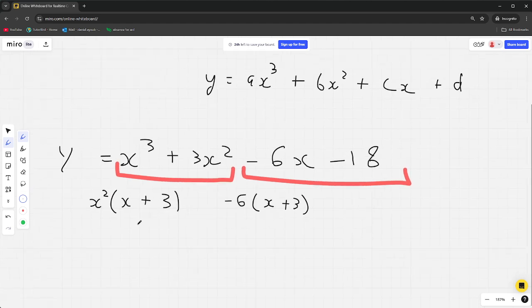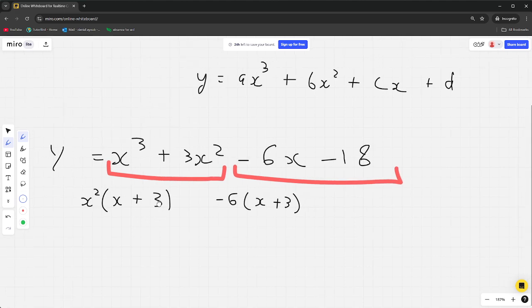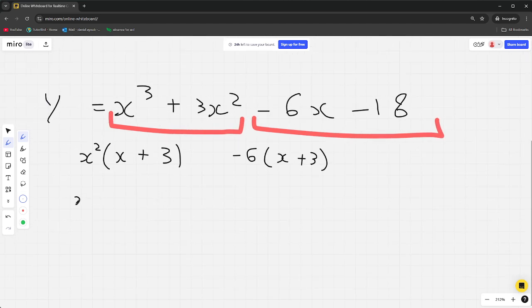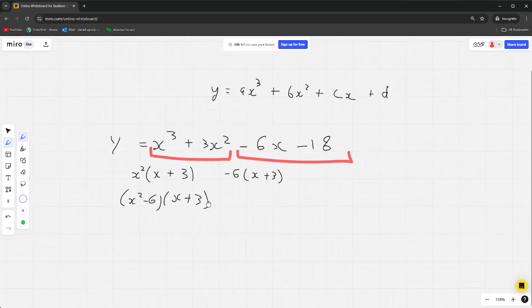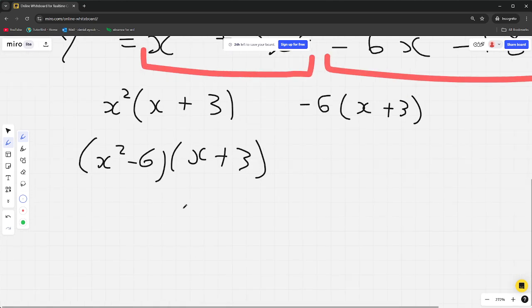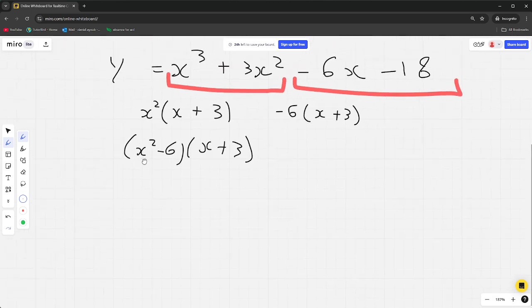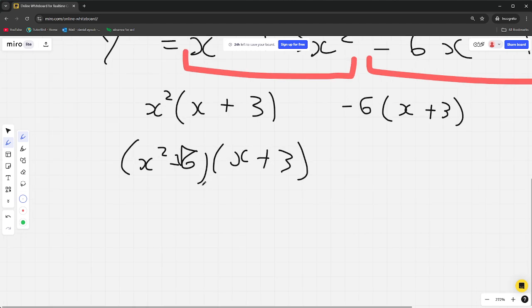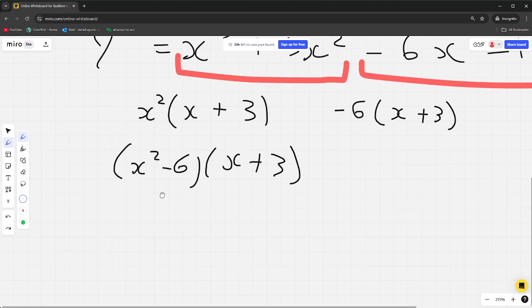Okay, now we have two terms, right? x squared times x plus 3 and negative 6 times x plus 3. So we're going to factor this out: x squared minus 6 times x plus 3, right? And here we have our final factored product. So we can find our roots from here. Looking at this, you might say, oh, it's a difference of squares, but we can't square root this, so it's not. This would be our simplest version, right?